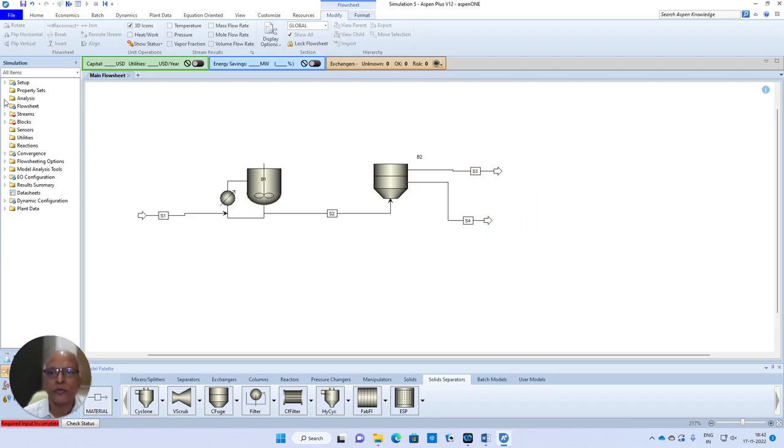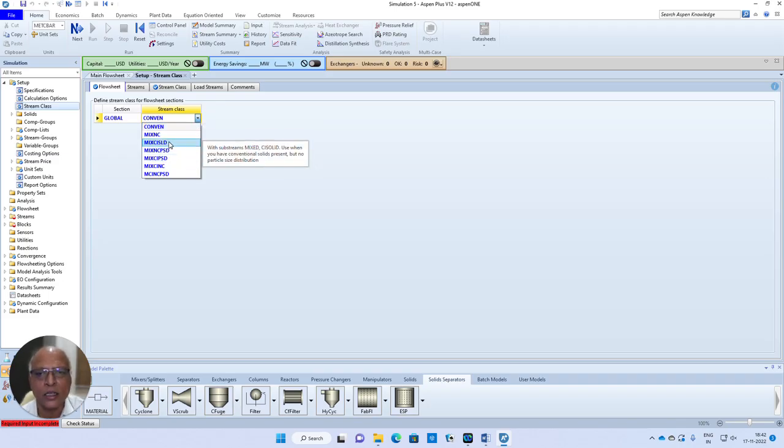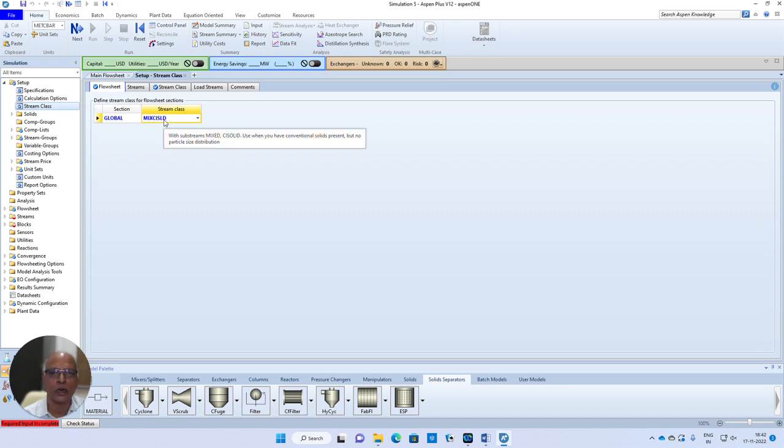Again, the moment we are trying to handle solids, let us define the stream class. We wanted to use mixed CI solid because copper sulfate crystals, which are considered to be the solid in this example, we are able to represent by means of a molecular formula. So we should be able to handle this as conventional inert solid.